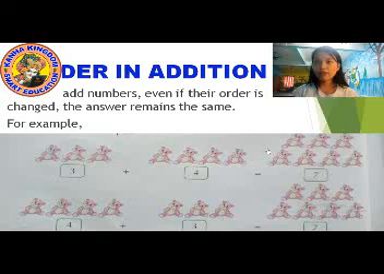The third property of addition is order in addition. That means when we add numbers, even if their order is changed, the answer remains the same. For example, see the picture on the screen. 3 plus 4 equals 7. 3 teddy bears plus 4 teddy bears equals 7 teddy bears. In the second picture, the order has been changed. That means 4 teddy bears plus 3 teddy bears equals 7 teddy bears. Because when we add numbers, even if their order is changed, the answer remains the same.